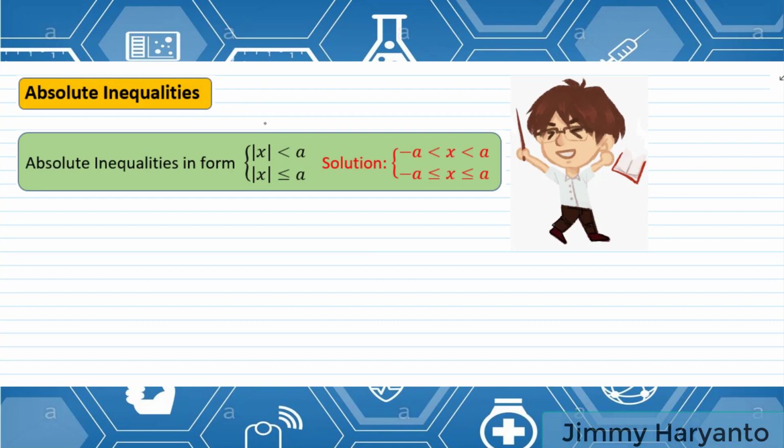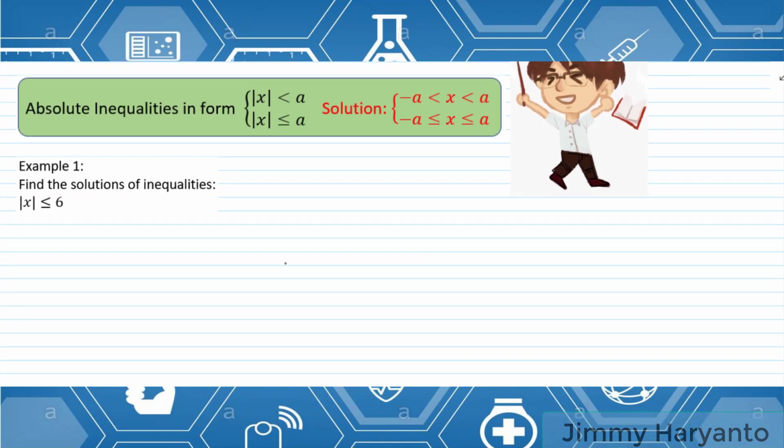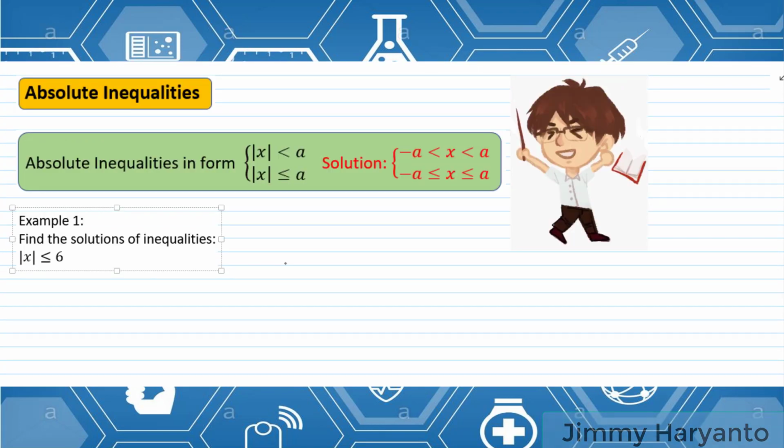Okay, if you find questions in a form like this, you can use the solution. The solution will be negative a less than x less than a, or negative a less than or equal to x less than or equal to a. Okay, I'm sure you don't get this solution yet, but we will continue to example 1 to make you understand the form more.